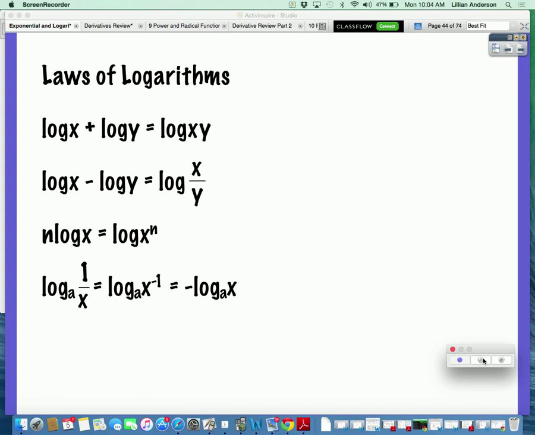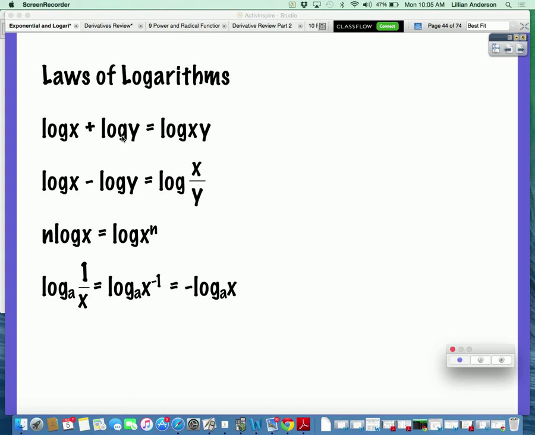So you have log x plus log y. If you have the same base, this is key. You have to have the same base. It could be a base of 10, it could be a base of 2, but they have to have the same base. If you have the same base and you're adding 2 logs together, then technically you can write it as 1 log and just multiply your x and y together.